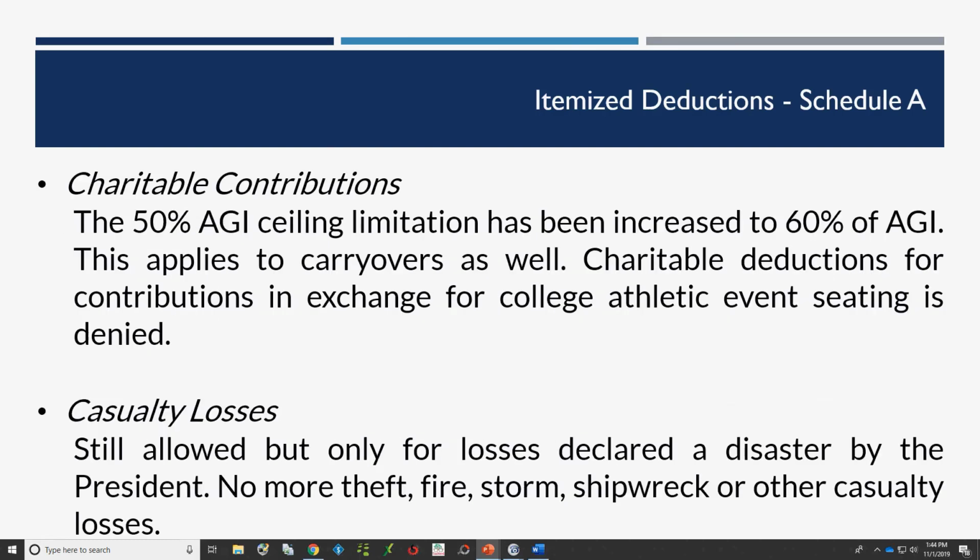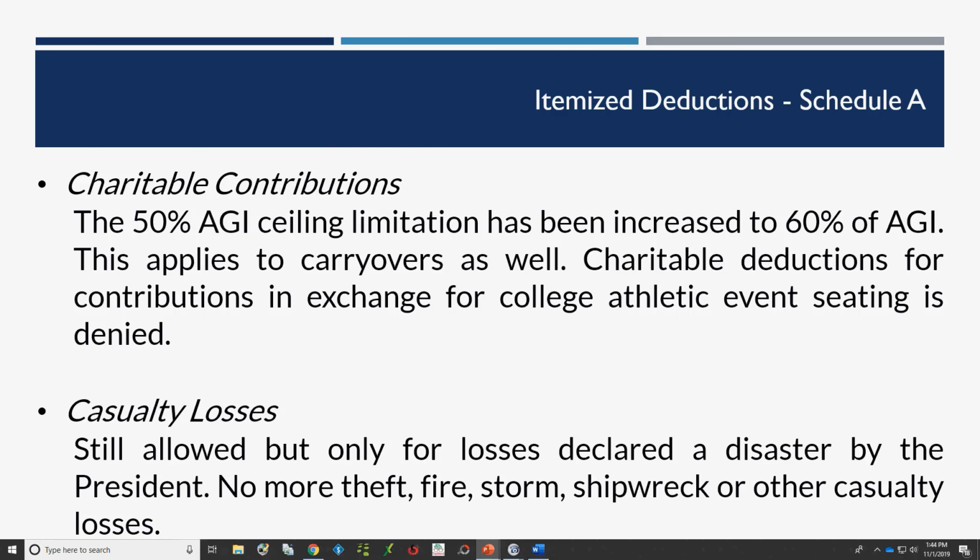Charitable contributions, the 50% AGI ceiling has been increased to 60%. So now the cap on charitable contributions is 60% of the taxpayer's AGI. However, charitable deductions for contributions in exchange for college athletic event seating is denied. They can't consider season tickets to Alabama football as a charitable contribution deduction any further.